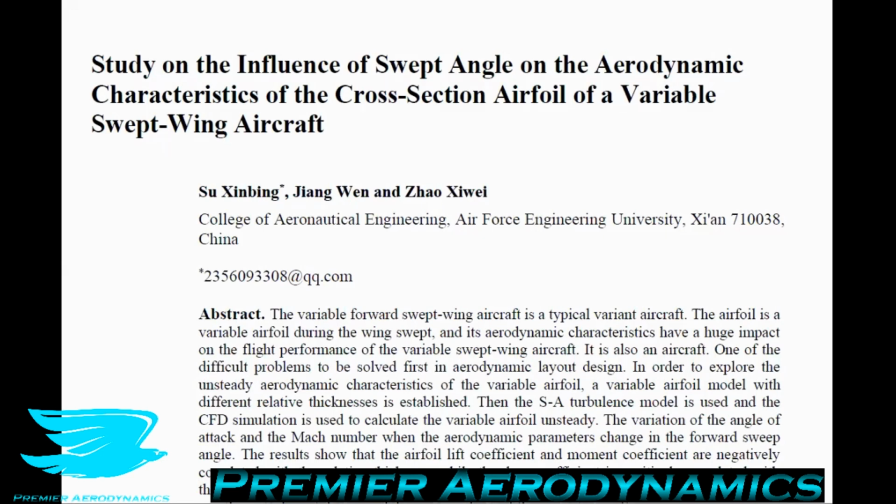Welcome to press course number 96, and today we're talking about the effects of sweep angle on airfoil aerodynamics. In particular, we're talking about forward sweep. This is a little bit less common than backward sweep, but it is quite common in certain areas.